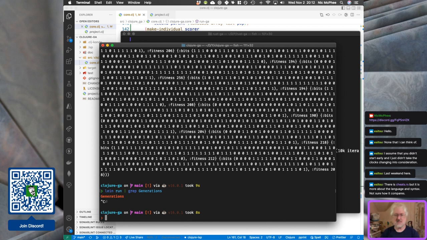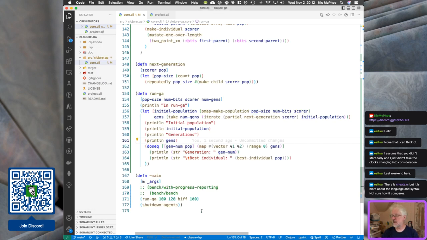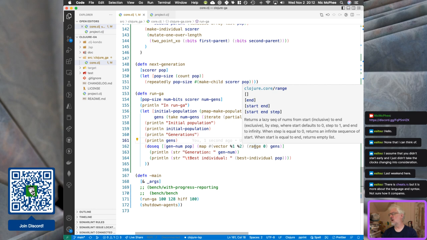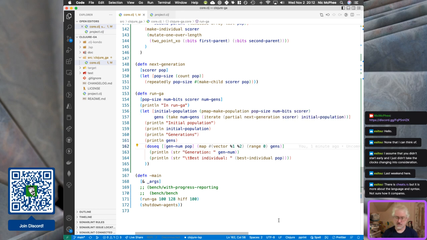I was somehow thinking I was going to get that every time, but that was not true. So it did do those things. Then the do seek did not do what I thought it was going to do. Now range zero. Oh. It gives you the end initially, and if you don't give it anything, it goes from zero to... So that was my problem. This range zero was giving me a list of zero elements.